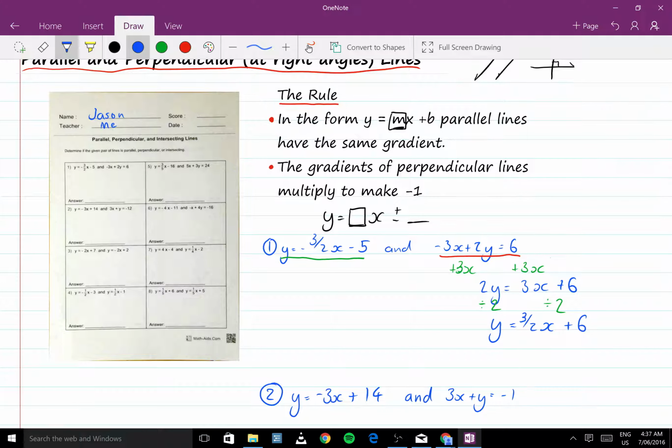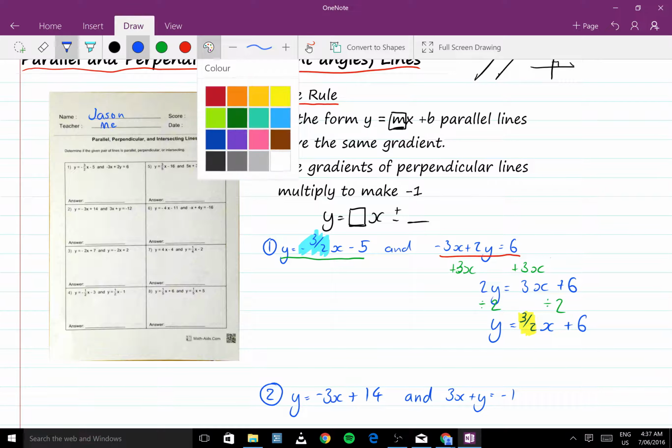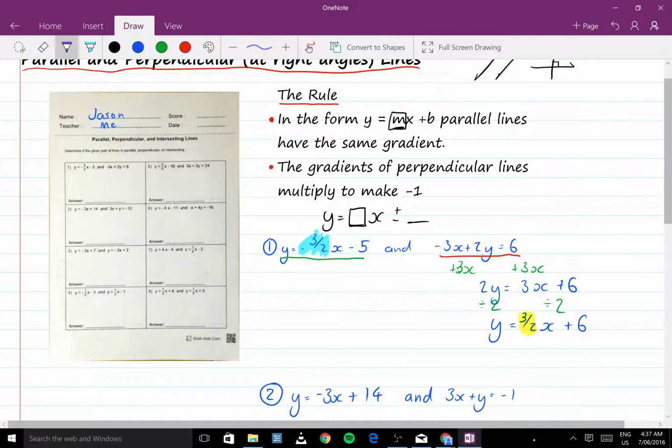Okay, so now I've got this side in the form that I wanted, and I can see that its gradient is 3/2, and the gradient of this one is -3/2. And while they look similar in gradient terms, there's a big difference between -3/2 and +3/2, because one's going like that and the other one's going like that. So they're not the same.